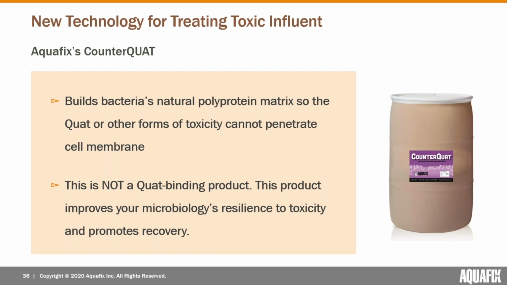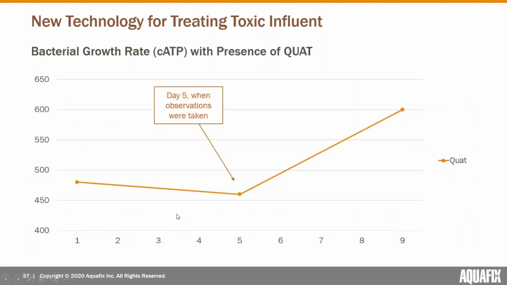We're referring to the EPS, which is the glue that holds the flock together. And what we do is we put more protein in that glue. The glue is a combination of sugars and proteins, and we add more protein to give the structure more strength. This is not a Quat binding product. This improves the microbiology's resilience to toxicity and promotes recovery.